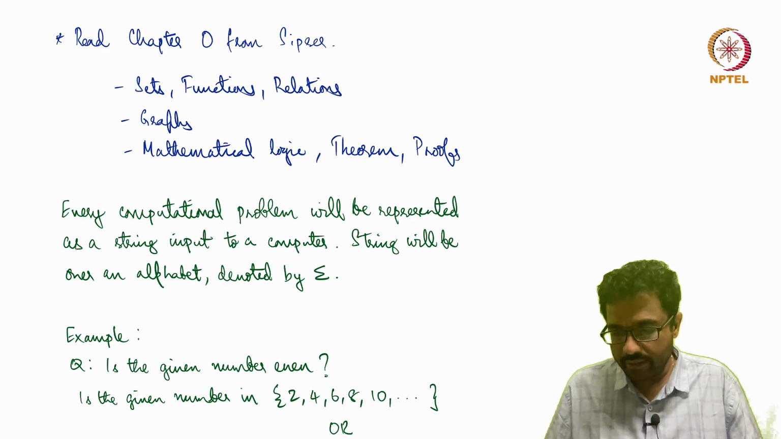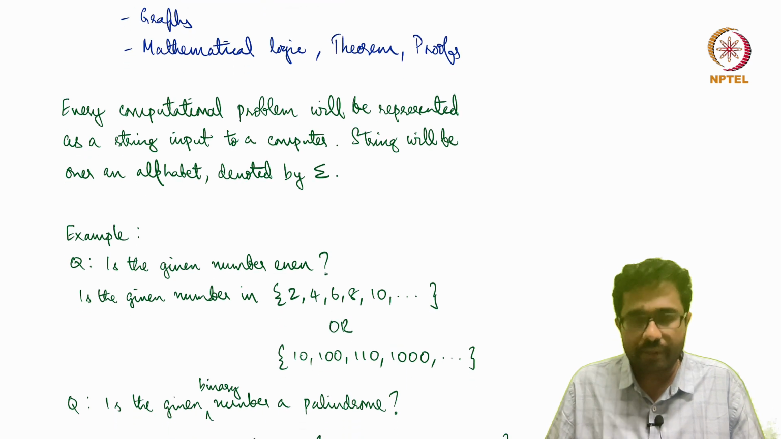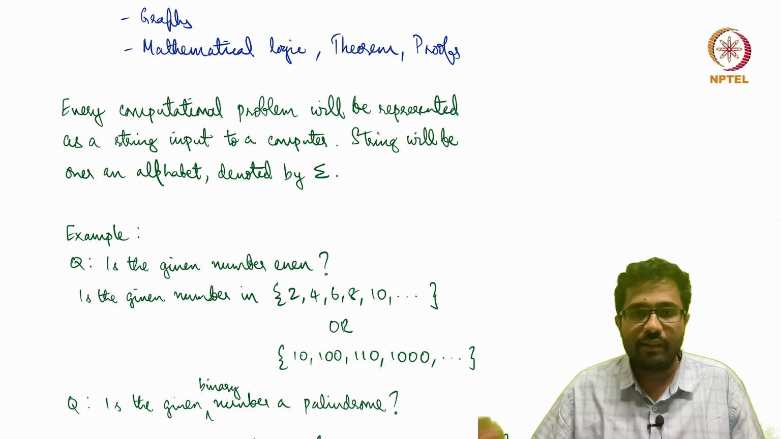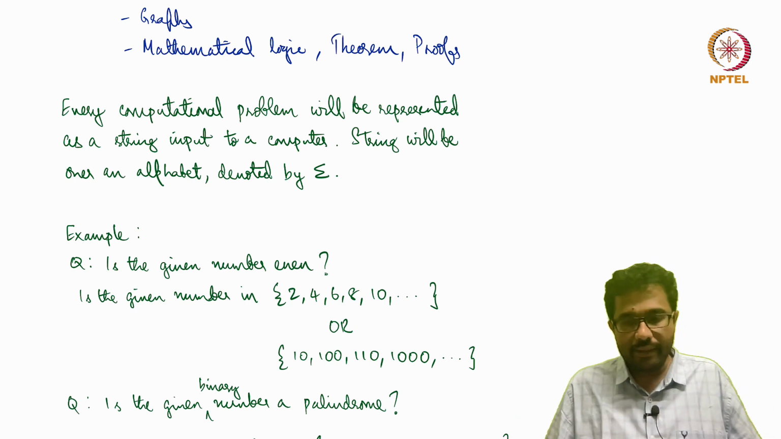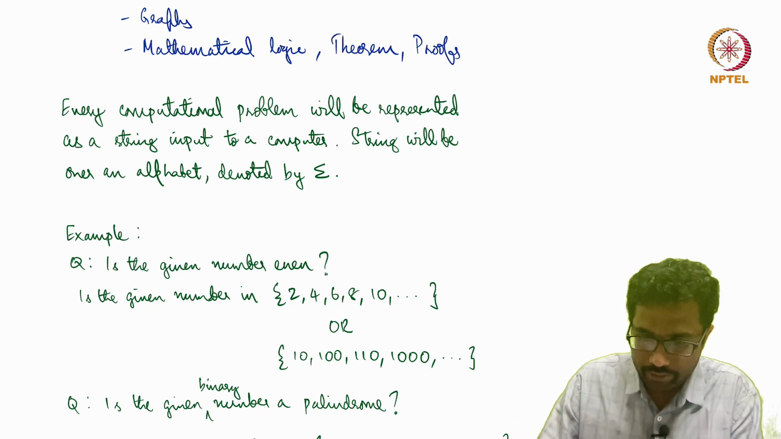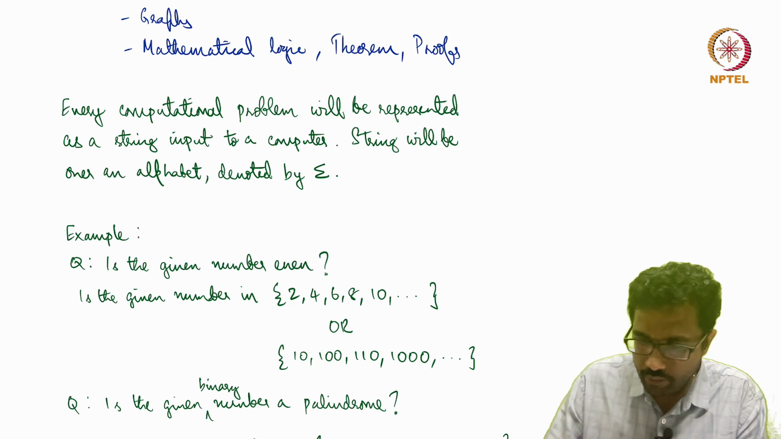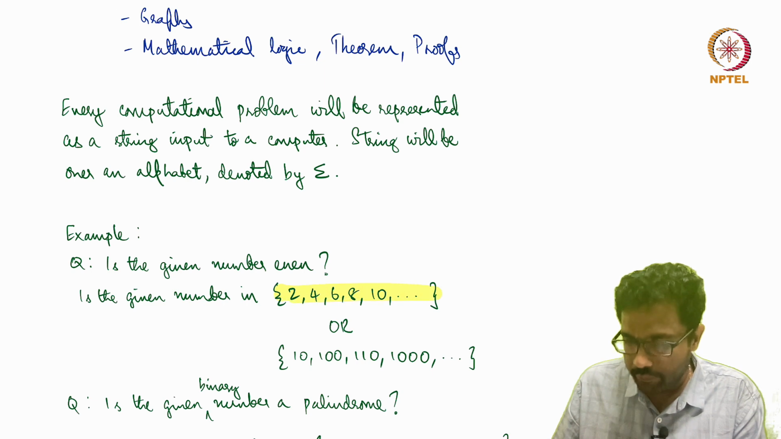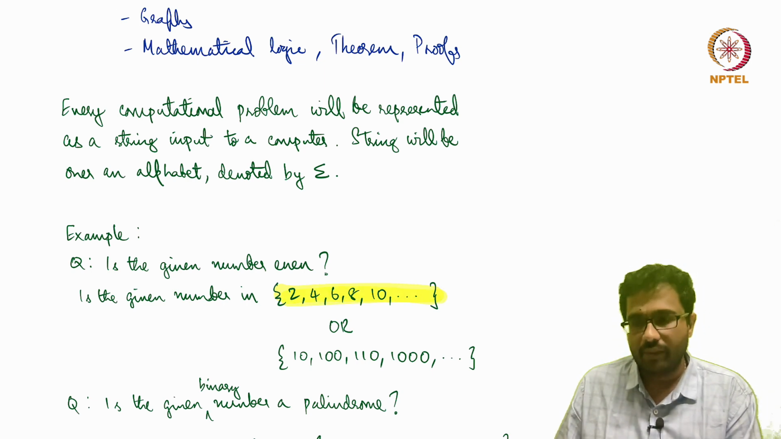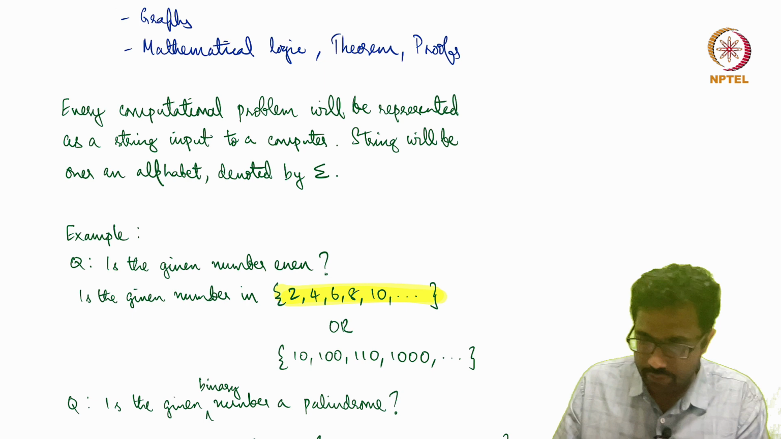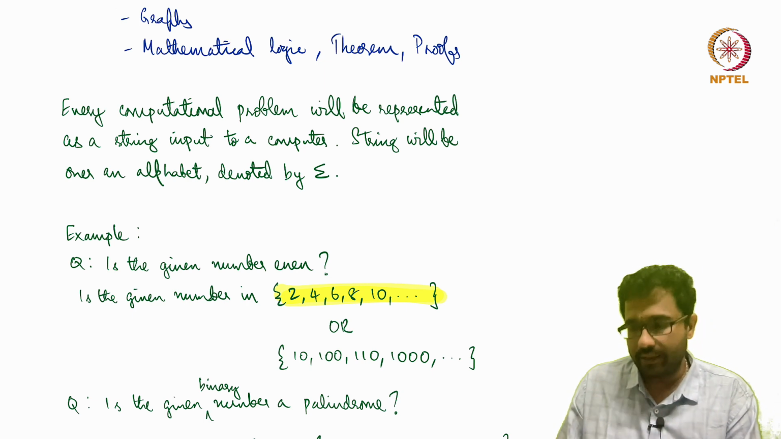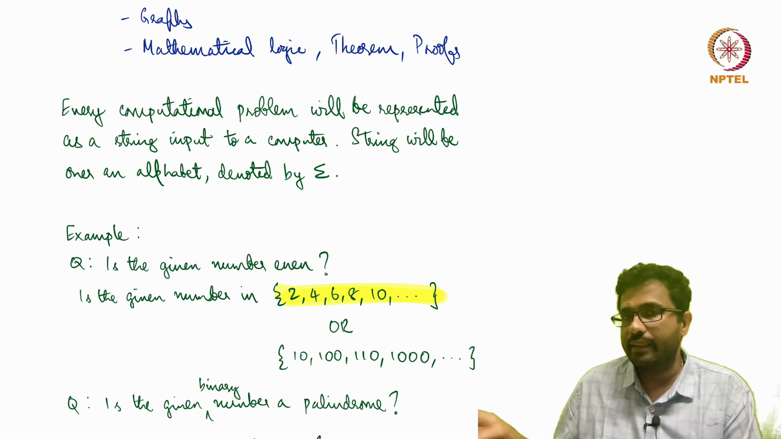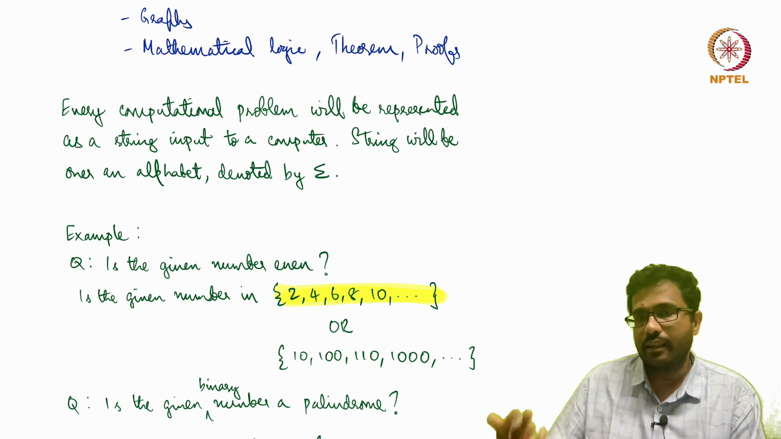So the decision questions can be represented like this. For instance, one question is, is this number even? I could write it in the following way. I could give a set like this, and ask, is the given number in the following set? Is a given number in the following set? Which means if it's a positive integer, is it in 2, 4, 6, 8, 10, etc.? So it's the same question in another form.